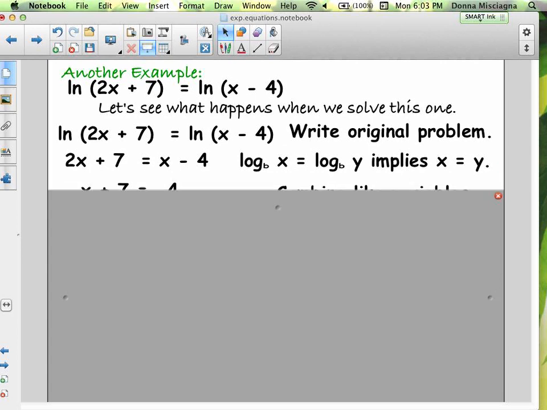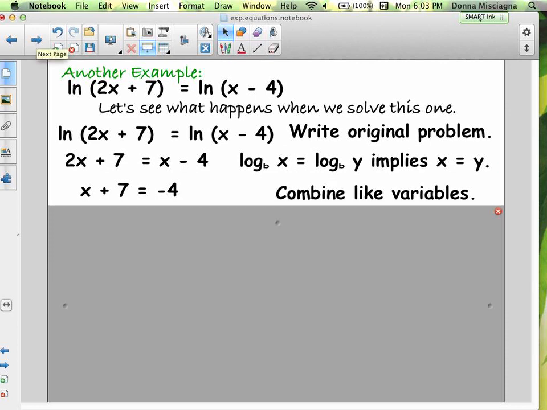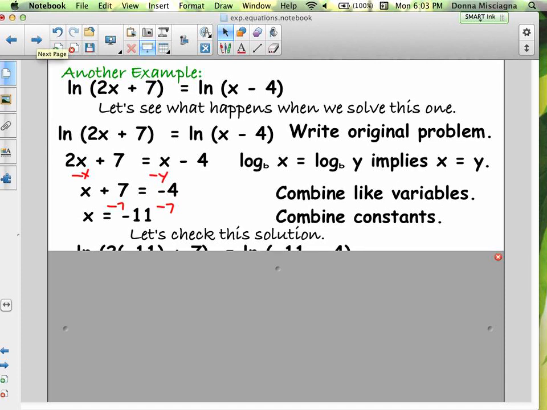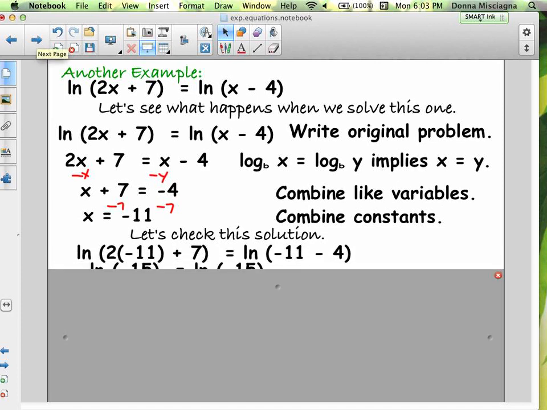All right? So we're going to subtract x from both sides. All right, so we got x plus 7 equals negative 4. We'll subtract 7 from both sides. So we have x equals negative 11. Now let's check this solution. So we always got to check and make sure it works out.